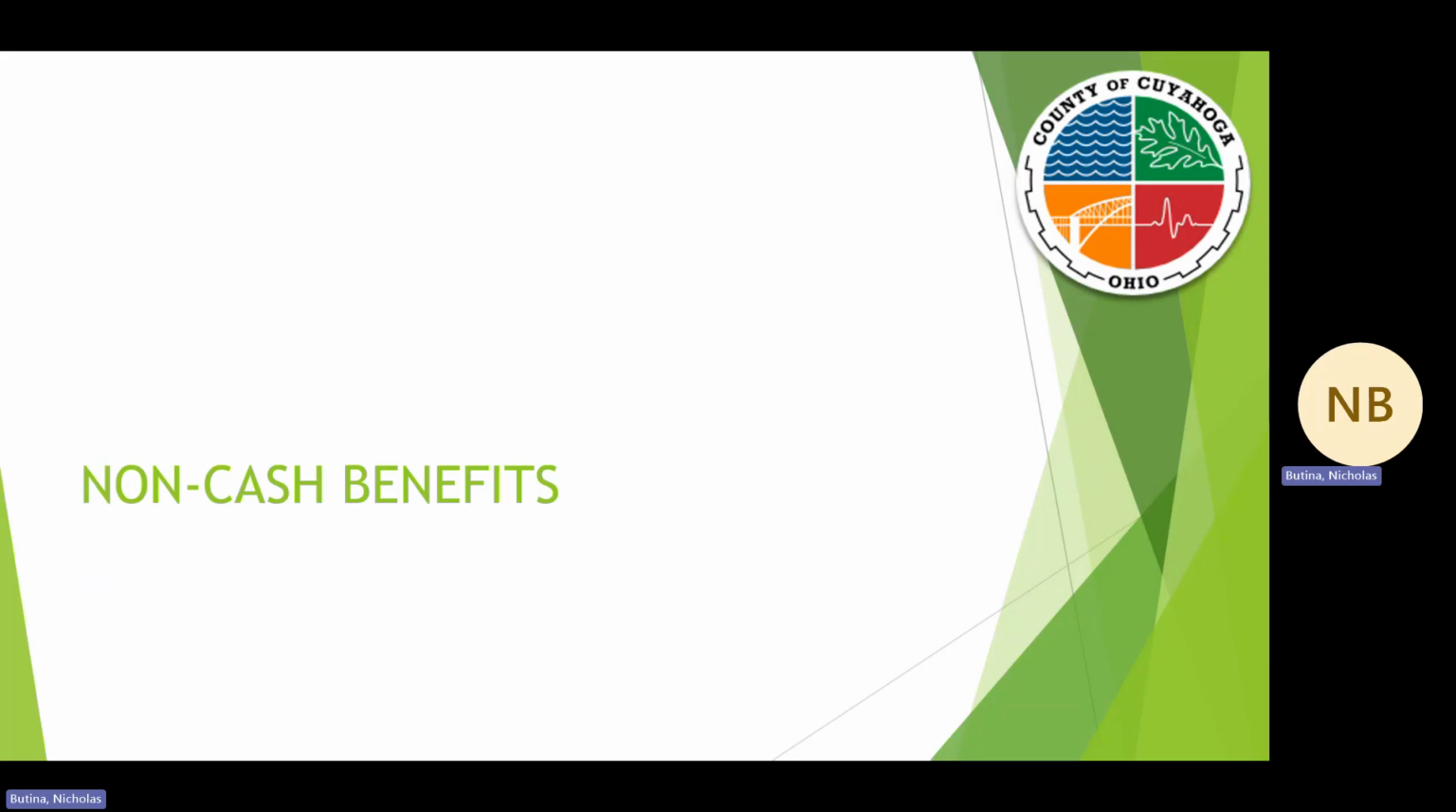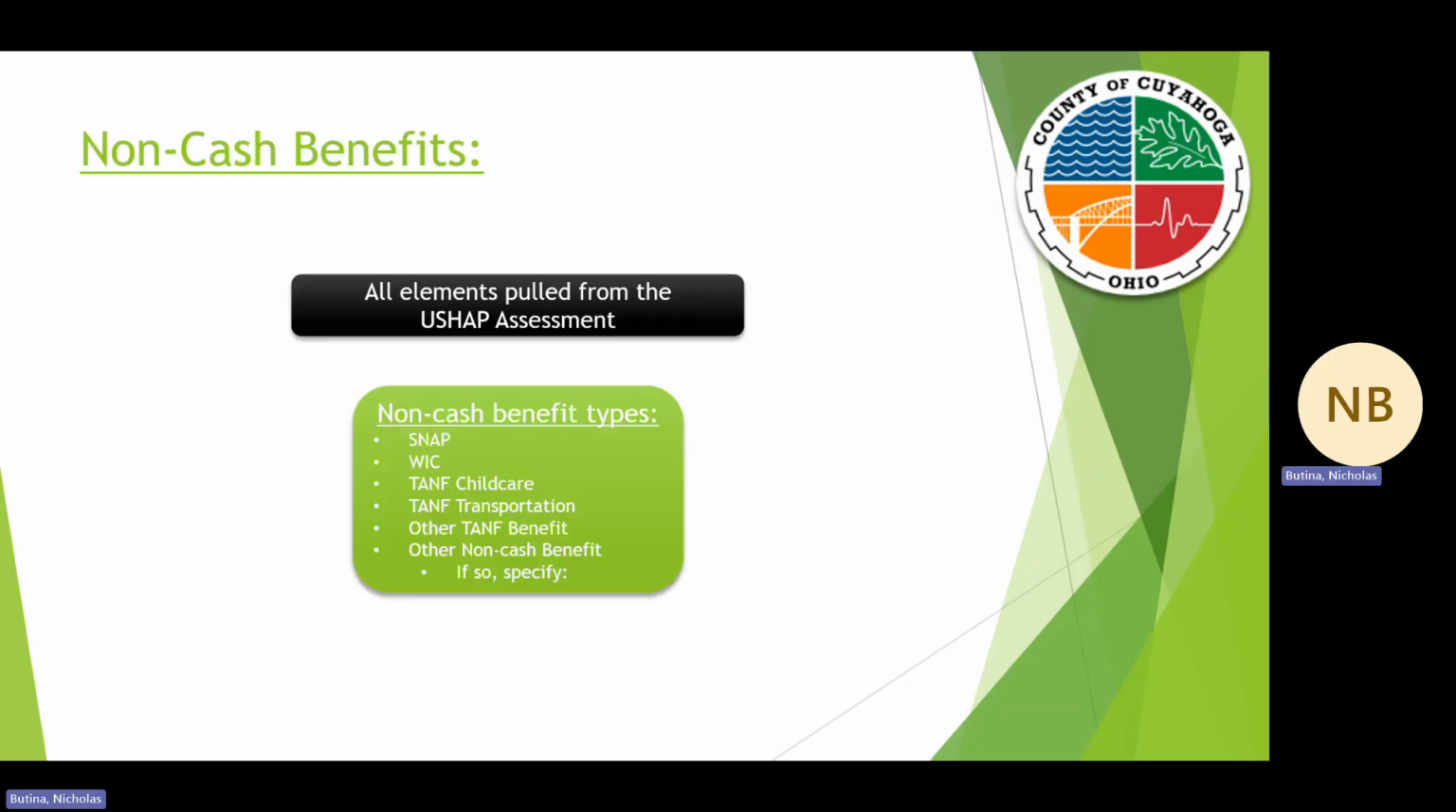Non-cash benefits are also recorded on the USHAP. Those include SNAP, WIC, TANF childcare, TANF transportation, other TANF benefit, or other non-cash benefit. If there's an other non-cash benefit that's not listed here, you'll be asked to specify. It's important to note that this is not about the amounts, but whether or not they just have them or not.